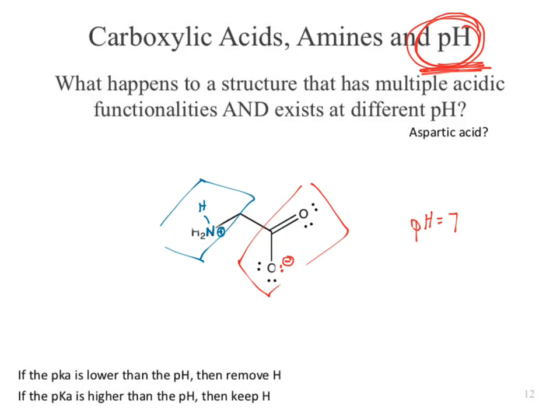If I'm at a pH of 7, am I more acidic or more basic? Is my environment more acidic or more basic? It's more acidic. pH of 7 is lower than a pKa of 9. That means keep the hydrogen on the structure. Does that make sense? Okay.